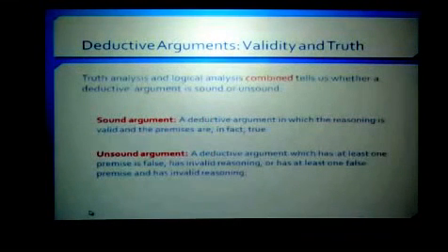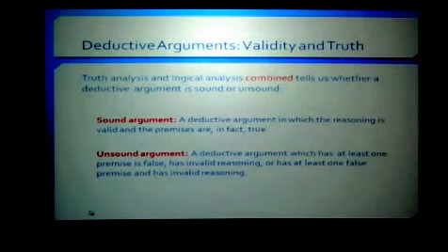Now, rather than truth value analysis and logical analysis, what we can actually analyze is the argument as a whole. Remember, truth value analysis deals specifically with the premises themselves, whether or not the premises are true. Logical analysis deals with the reasoning of the deductive argument, whether or not the premises, if they were true, actually support the truth of the conclusion. When we bring both truth value analysis and logical analysis together, what we have is an analysis of the argument as a whole as being a good argument or a bad argument.